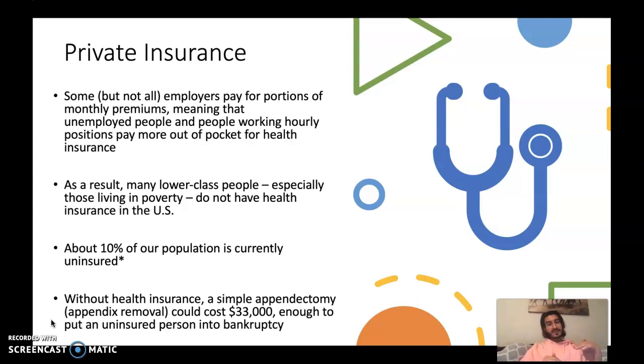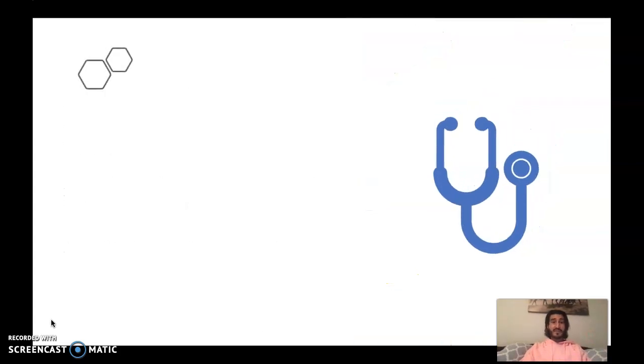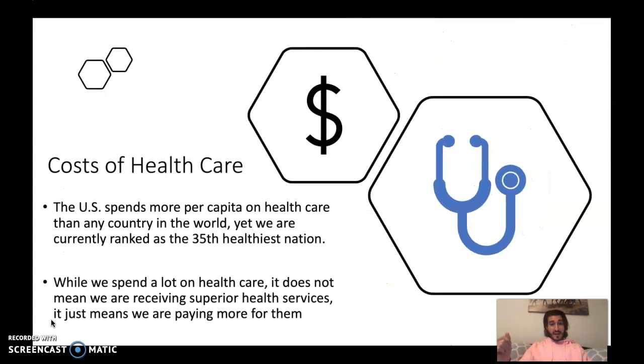That's dropped a little bit since the passing of the Affordable Care Act under the Obama administration, but the Affordable Care Act is being targeted right now, so we will likely see an increase in the number of uninsured if that gets taken away. Without health insurance, a simple appendectomy, which is the procedure to remove your appendix if you have appendicitis, could cost someone $33,000, which is obviously enough to put someone in debt for their lifetime and even enough to make some people file and declare bankruptcy. So the costs of healthcare in the United States are alarmingly high.